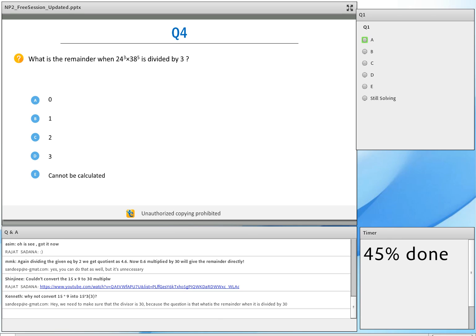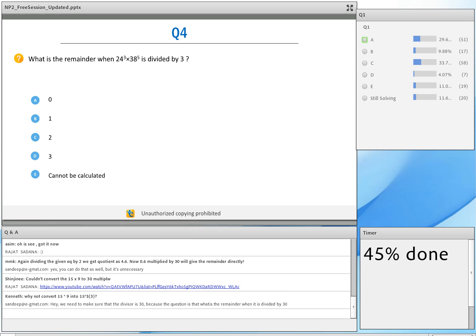80% if you are done. Let's get that answer in. 3, 2, and 1. Let me end the poll. I'm going to broadcast the results. Choice C is popular, choice A is popular. We're going to solve both of these questions together.